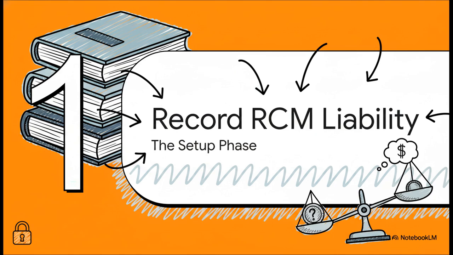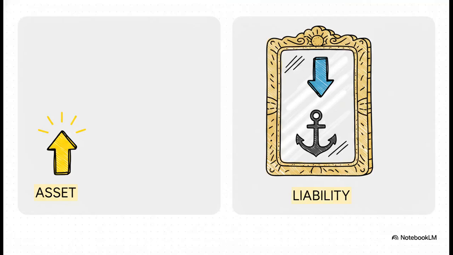All right, let's dive right into section 1, recording the RCM liability. What's really fascinating here is how a single event elegantly creates both an asset and a mirrored liability at the exact same time. When we record our RCM liability, we're simultaneously acknowledging two different things. First, we're saying, hey, I owe this tax to the government, which is our payable account. But at the exact same time, we're also saying, I'm going to receive a credit for this, which gives birth to our credit receivable account. It's a perfect mirror image.